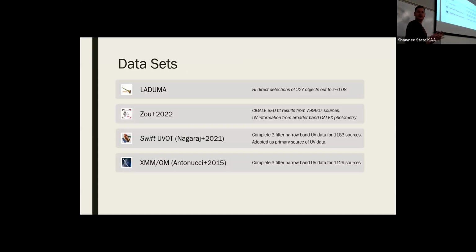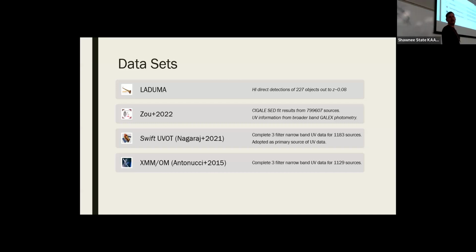Quick look at the data set. The LADUMA data is the new piece; everything else is existing data. The LADUMA data is direct detections of 227 galaxies in the Chandra Deep Field South, and like I said, that's out to about a redshift of 0.08.